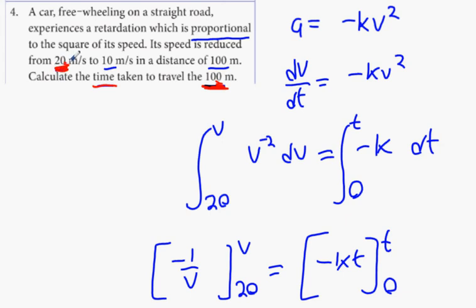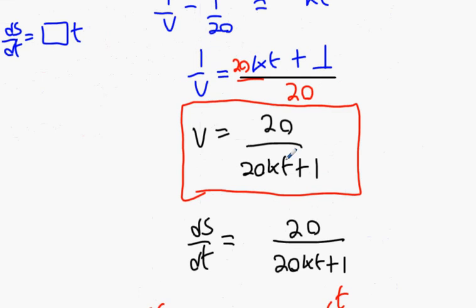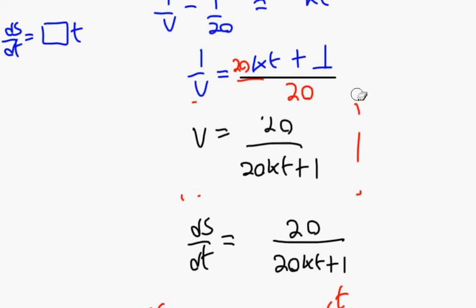Velocity equals 10 at the time t. So remember it says the time taken is t. That's what we're looking for. The time taken to cover 100 meters is also the time taken to go from 20 to 10. So what I can do is take my v, 20 over 20kt plus 1, and put it equal to 10, because it's the time taken for its velocity to become 10.